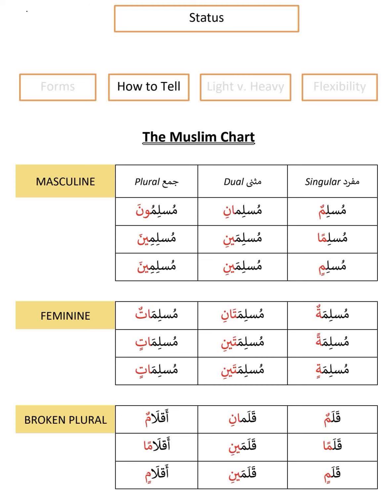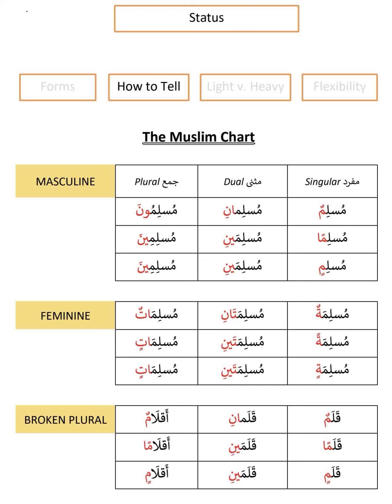Okay, same sound. So remember this chart. Say five times: Muslimun, Musliman, Muslimin, Muslimani, Muslimaini, Muslimaini, Muslimuna, Muslimina, Muslimina. This chart is so important. That's why I named the lesson Muslim chart, because if you understand and memorize this chart, you can tell the status, rafa, nasb, jar.